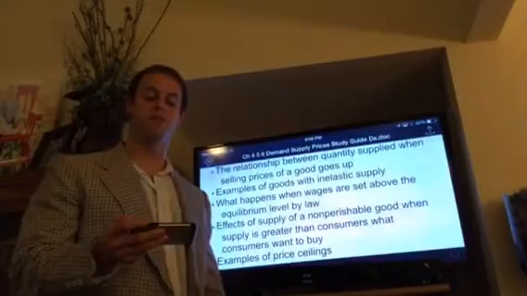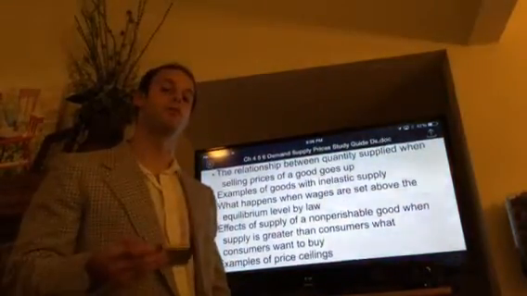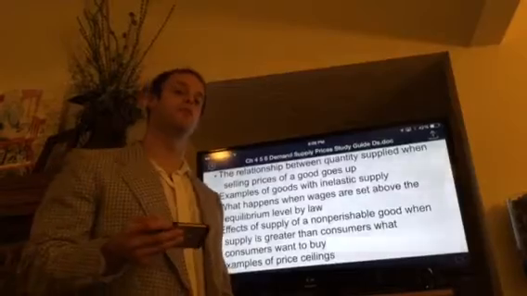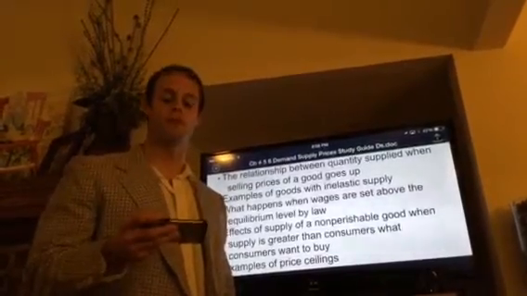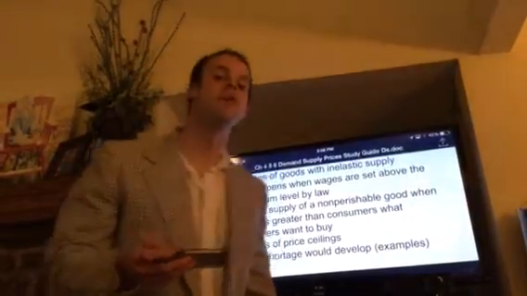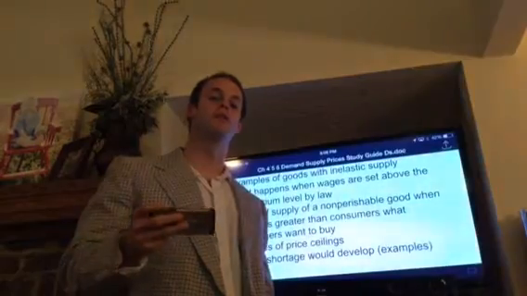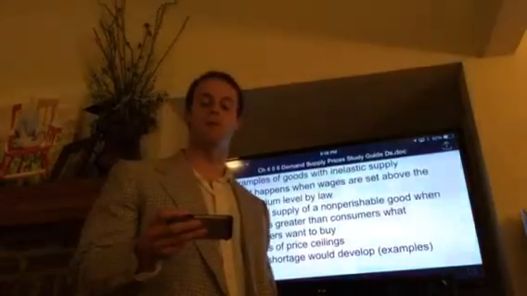The relationship between quantity supplied when the selling price of a good goes up. If the price goes up, producers want to sell more, so they will produce more. You'll have more goods for sale if price goes up. Examples of goods with inelastic supply, things like milk, gas, those are good ones. Anything that people are still going to buy if price goes up.